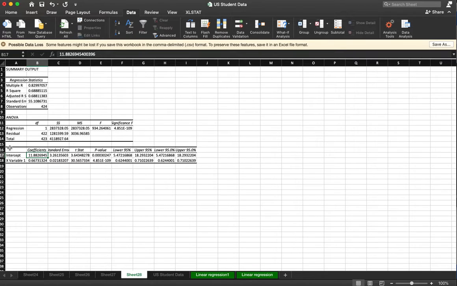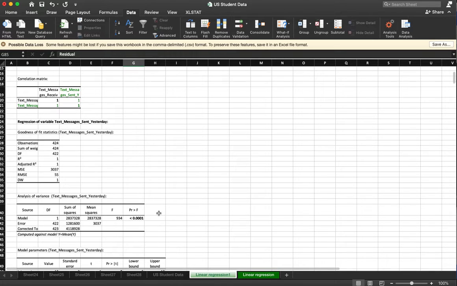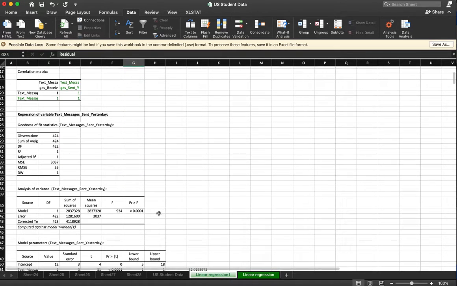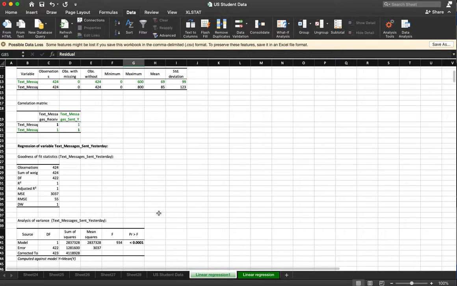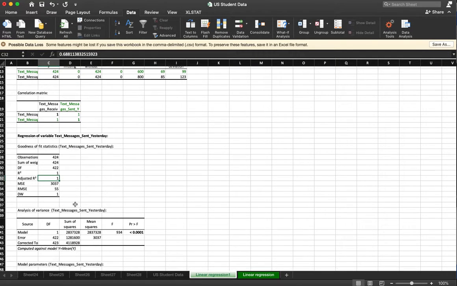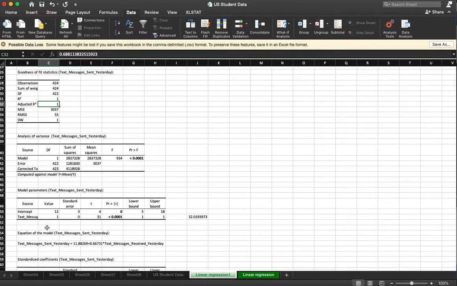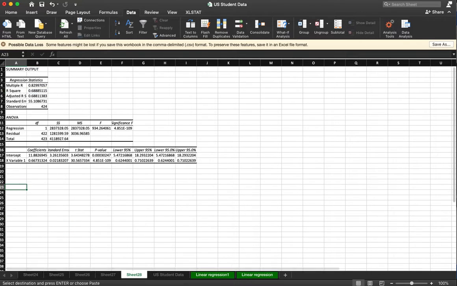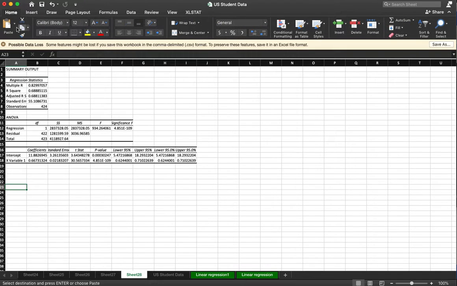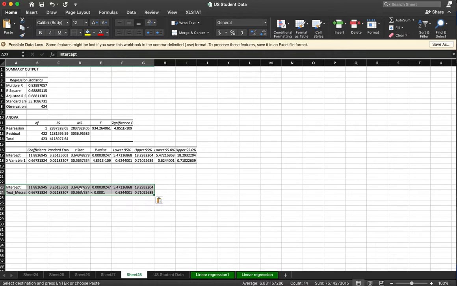Okay, this is what we got from XLSTAT, and this is what we have from the Toolpak. Okay, you can see it's the same values, presented slightly differently, but the exact same values.